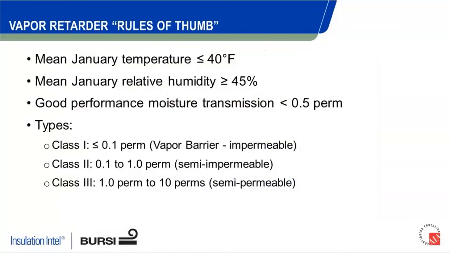Some rules of thumb for if you're going to include a vapor barrier in your roofing system. If your January mean temperature is less than or equal to 40 degrees Fahrenheit, and particularly, this should say interior relative humidity greater than or equal to 45%. So your natatoriums, your industrial kitchens, anything along those lines, definitely consider a vapor barrier, vapor retarder in your system. Now, if you are including one, what you want to do is install a vapor retarder that is a Class 1, also known as a vapor barrier, and that's anything with a perm rate of 0.1 or less.